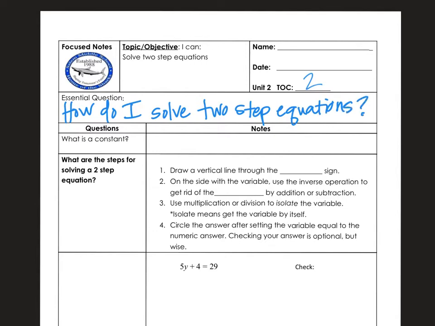Before we can solve these equations, we need to define what a constant is. A constant is a number that is on its own. So let's go ahead and write that. A way to help you remember the term constant and its definition is it's constantly alone. So go ahead and write that.